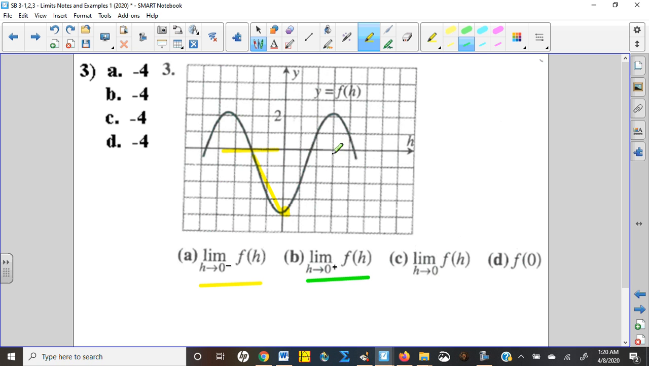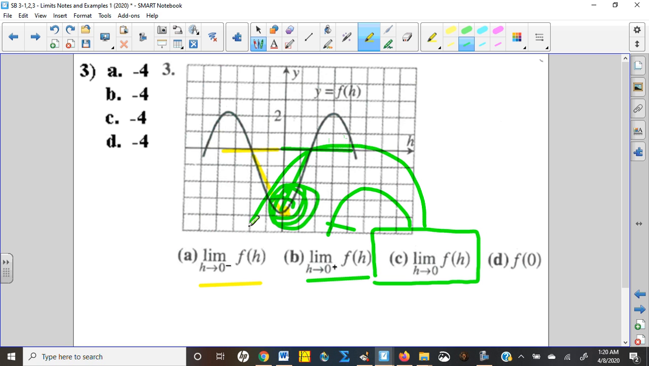On the other side, we're coming in from the right, and our function's approaching a height of, oh, look at that, -4. We're approaching the same height. Okay, that's good. That means that this guy exists and is equal to that limit. So you can see that these have to all be the same if this guy exists.